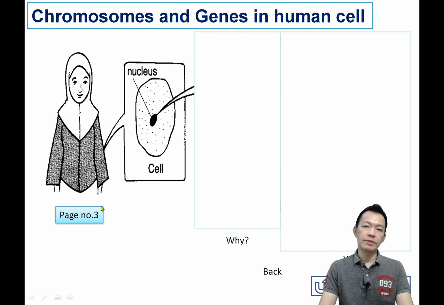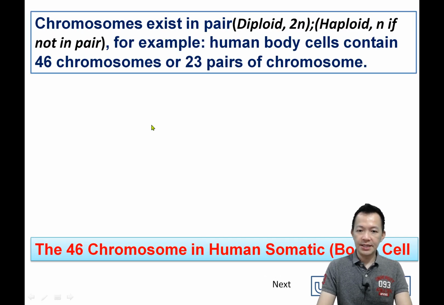Why jump to make you understand more? To make the story continue easier, the flow better. Like chromosome and gene in the human cell, page number 3. This is a human cell with the nucleus at the center.